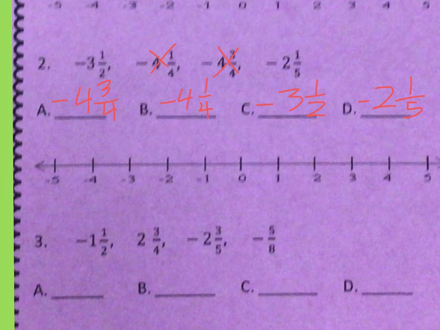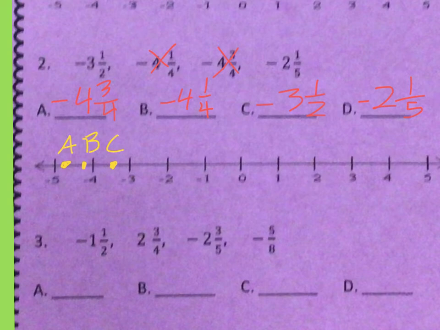So let's use a different color again so we don't get things confused. So -4 3/4. If I broke up in between 4 and 5 into fourths, into quarters. 1, 2, 3, 4. So we want the third one, 3/4. So we're going to go A. Then B would be -4 1/4, which would be about right there. B. C, -3 1/2. The halves are kind of easy. So C. And then D is -2 1/5.